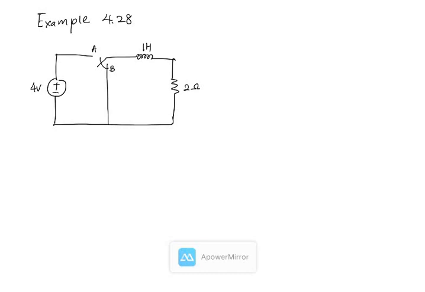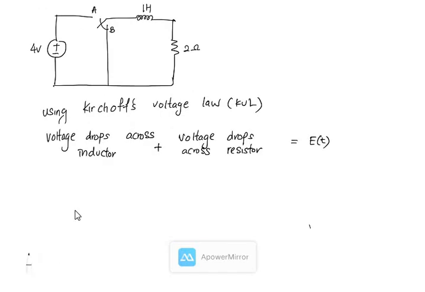In order to solve this question, we can use Kirchhoff's voltage law, KVL, to say that the voltage drop across the inductor plus the voltage drop across the resistor equals E(t). As you know, the voltage drop across the inductor is L di(t) over dt, and the voltage drop across the resistor is i(t)R, and the source E(t) is still E(t). Do you still remember what the initial condition of the circuit is?